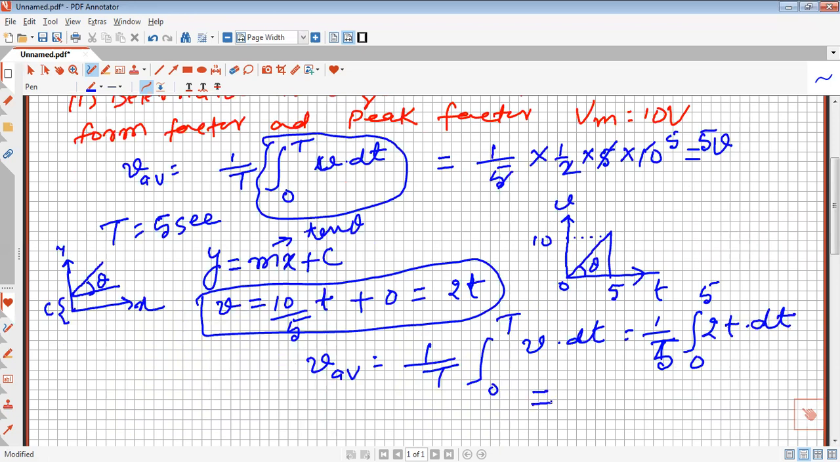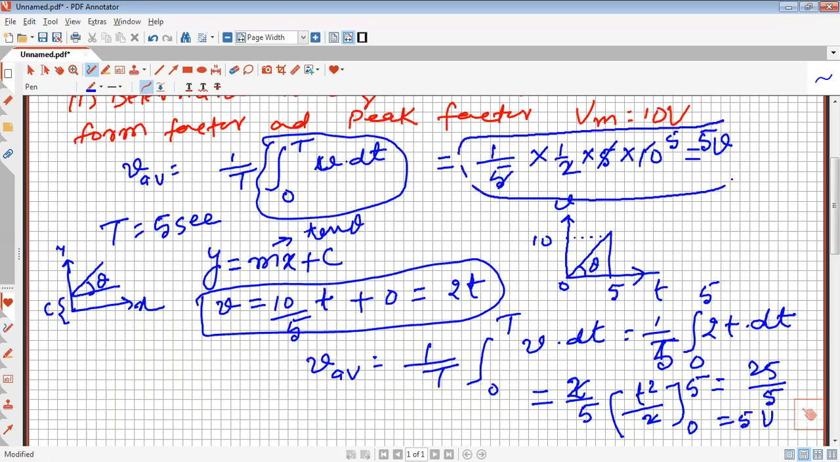So now we have to integrate it, and we will get 1 by 5, and the 2 will come outside. Integration of t dt will be t square by 2. So we have to put the limit 0 to 5. So we put the limit 5. So 5 square by 2, and this 2 will be cancelled out from here. So it will be 25 divided by 5. So it will be 5 volt. Same result, 5 volt here. And by using the direct area method, we also get the same result. So here the average value is known.